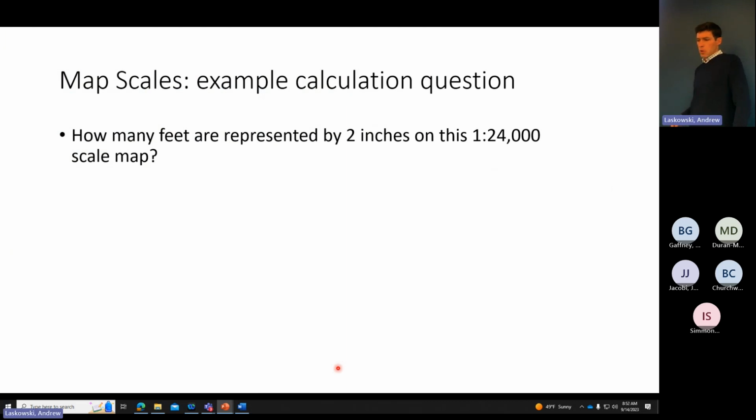All right, so let's go through a quick calculation. How many feet are represented by 2 inches on a 1 to 24,000 scale map? If you're familiar with USGS topographic maps, they are typically in 1 to 24,000 scale.